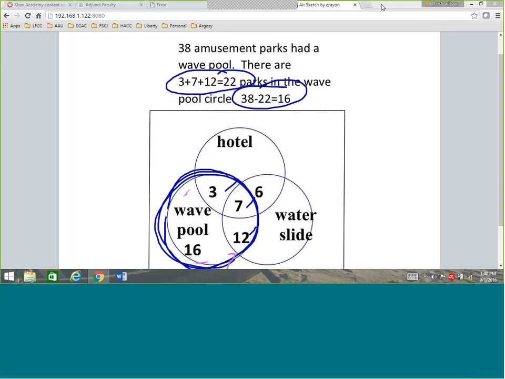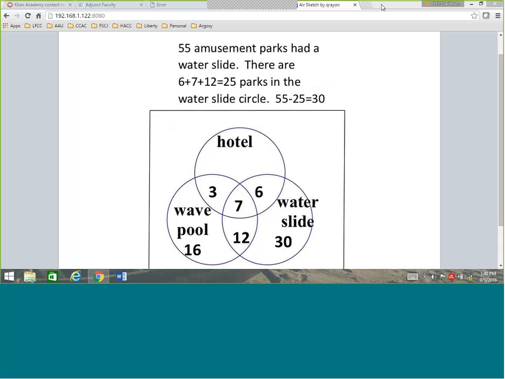Notice in my diagram, I did not write the number 38 anywhere. Okay, so this is where, like I said, you need to be careful. You can't just take the numbers in the problem and put them in the picture. It doesn't work that way. The 38 with the wave pool just means inside the wave pool circle, you should have a total of 38.